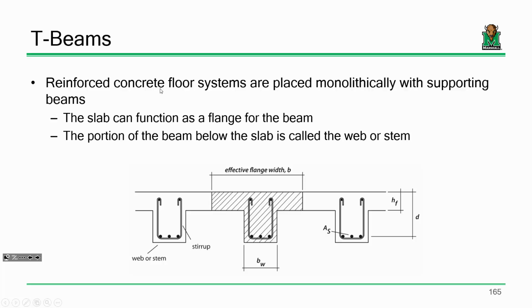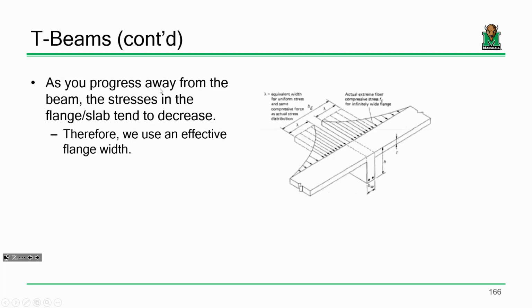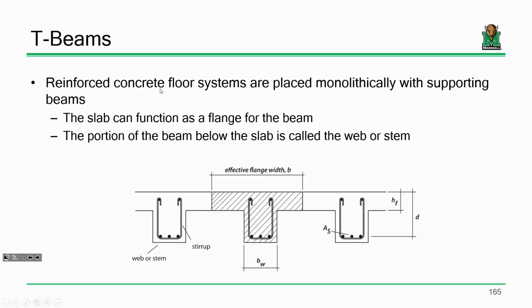Now, what we'll do in a T-beam analysis is the first thing that we need to do is assess how much of that slab is effective for a given beam. The reason that's important is that the flexural stresses inside the slab tend to dissipate the farther you get away from the beam. So you have to say, okay, that's the amount of slab that we're going to consider.